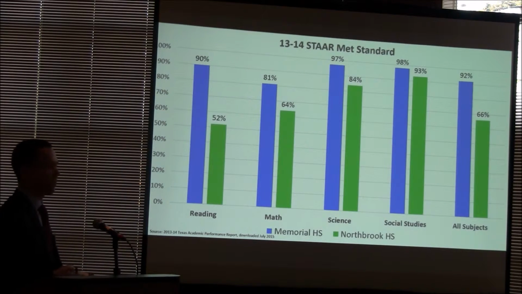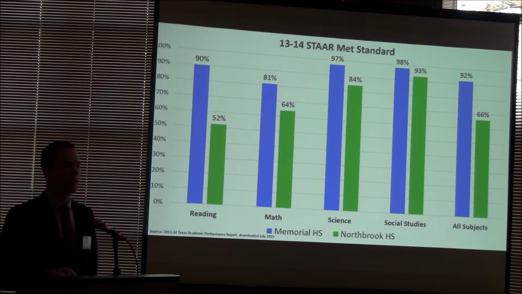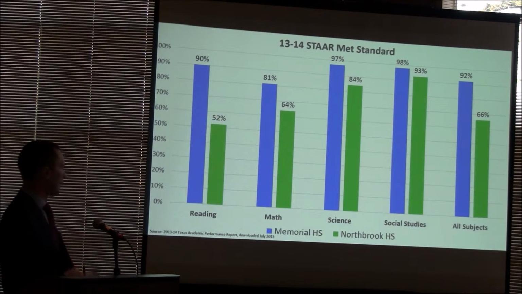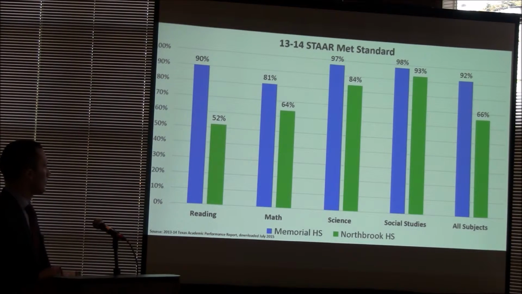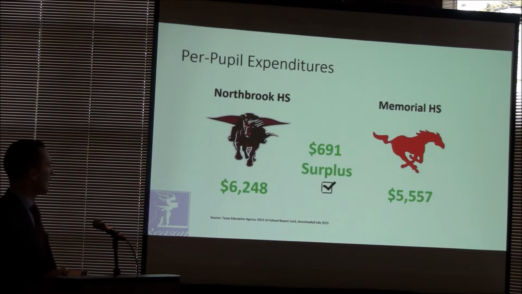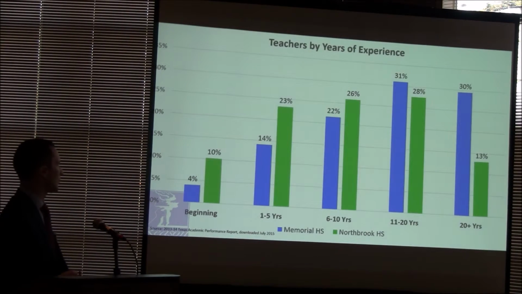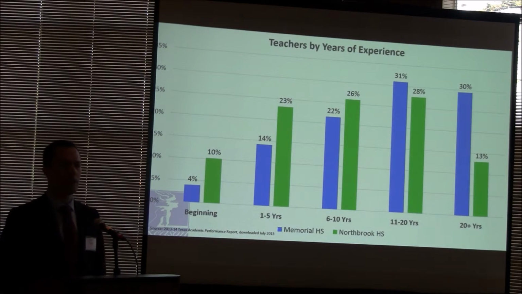And unfortunately, that plays out precisely as you would expect in terms of state test data. Clearly here, Memorial High School outperforms Northbrook across all subjects tested in the state STAAR exam, so their outcomes are much better. So in terms of budgeting, Northbrook actually gets a little more per pupil, which is good, which is what you would expect. But when you really dig down beneath the surface, a different story might emerge.